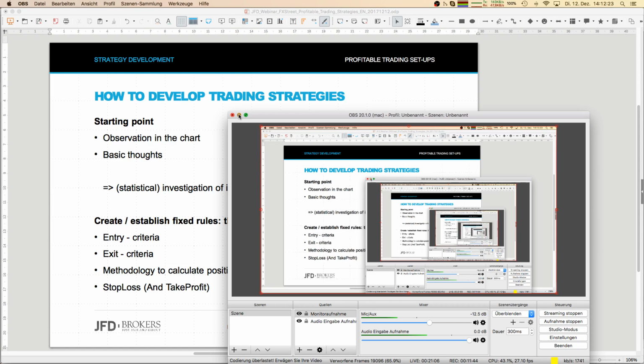Let's see. So the next thing, after we have made such kind of observation of our trading idea, we have to prove that approach.